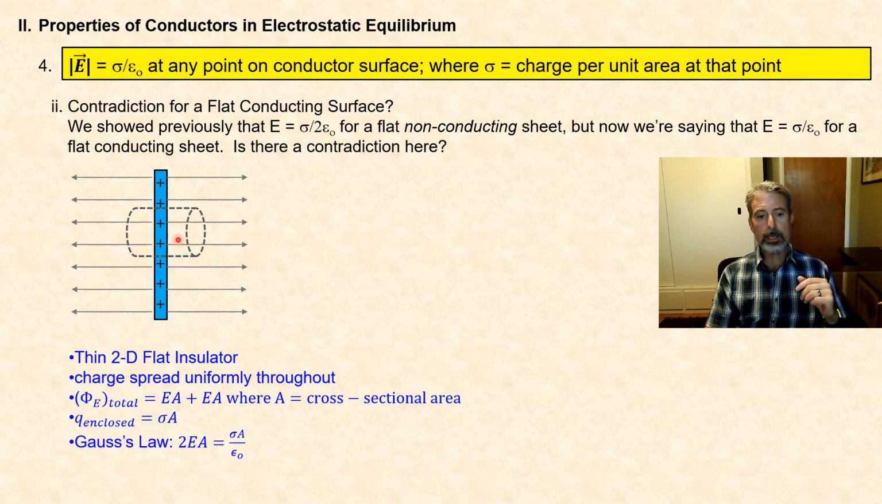And therefore, incorporating Gauss's law here, we set the flux equal to the enclosed charge divided by the constant epsilon naught and solve for the field. That's how we came up with the sigma over 2 epsilon naught.